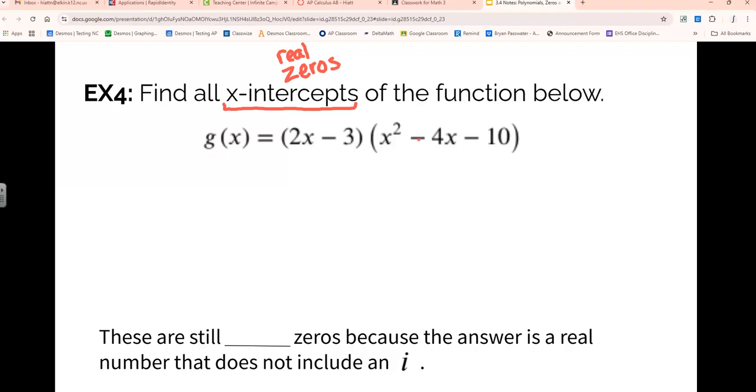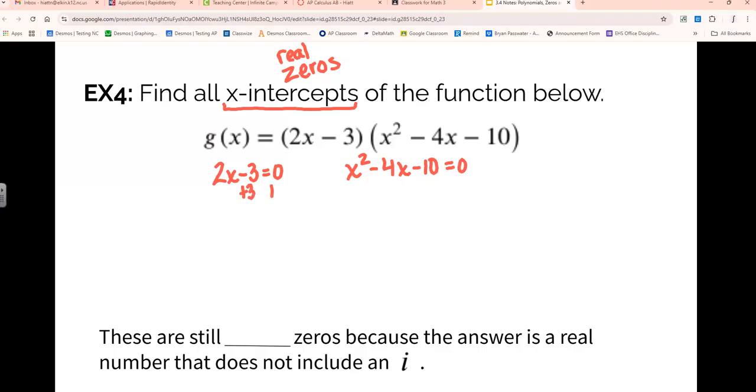So this will not factor, because to multiply to get negative 10, I'd have to use negative 2 and 5, or 2 and negative 5. And neither one of those give me negative 4. So it won't factor. So I'm going to set each one of these equal to 0. So I'm going to say 2x minus 3 equals 0, and I'm going to say x squared minus 4x minus 10 equals 0.